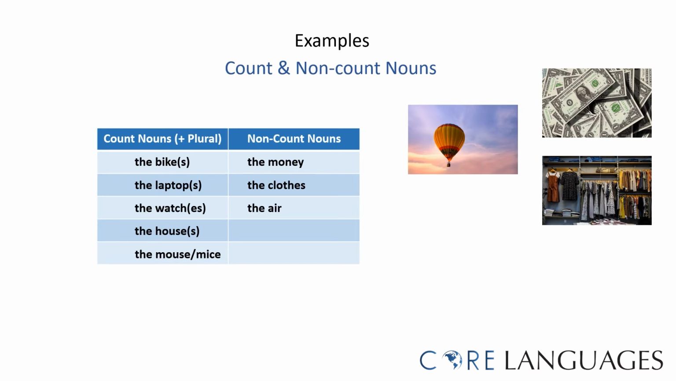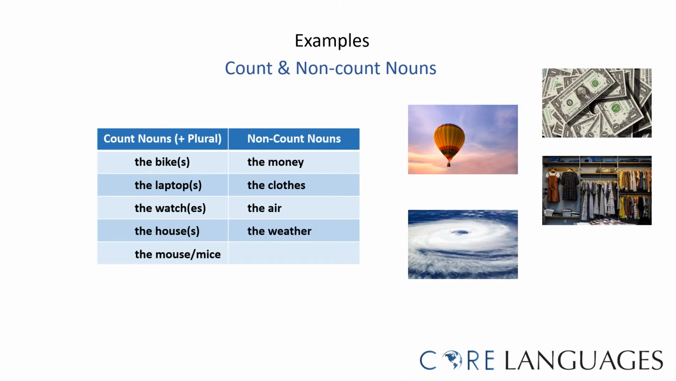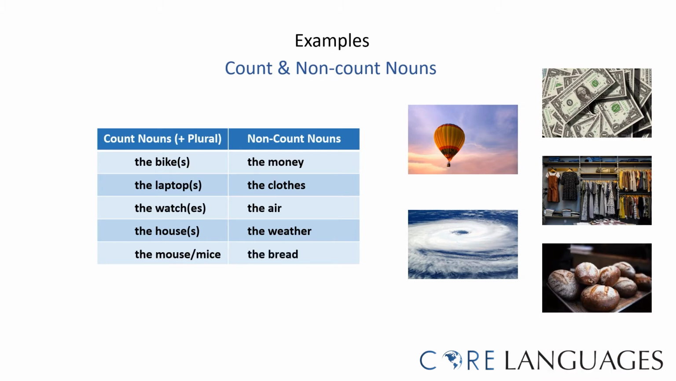The air. I could say volumes of air, but I couldn't say 1 air, 2 air, 3 air. The weather. I could say types of weather, but I couldn't say 2 weathers or 3 weathers. The bread. I could say the loaf or the loaves of bread. I wouldn't typically say 2 breads or 3 breads.